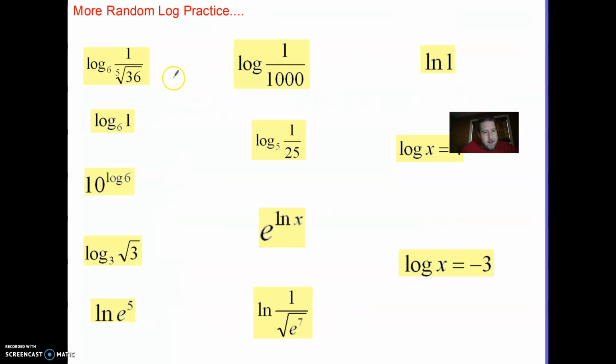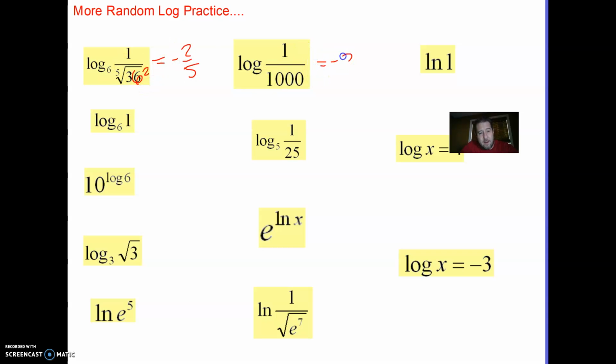All right, more random practice. This goes in line with what we had done in the last video, so I'm not going to explain them too much because I want to save some time, but I will go through these answers. So this is really 6 to the 2/5. And then when you change it to the reciprocal, it becomes 6 to the negative 2/5. So this is negative 2/5.